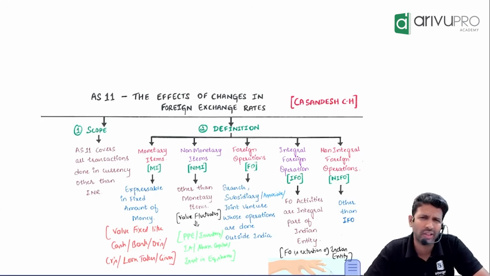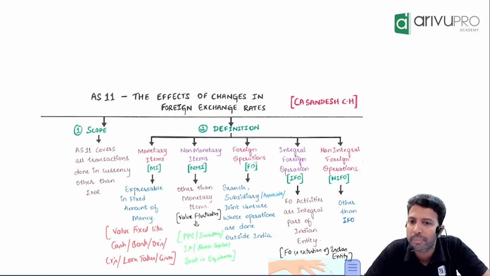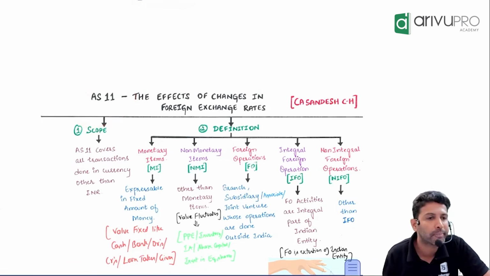These days now, it's quite common, right? We export the goods to other countries, we import it from other countries. All these cross-nation transactions are quite common. So all that will come under the scope of Accounting Standard 11.